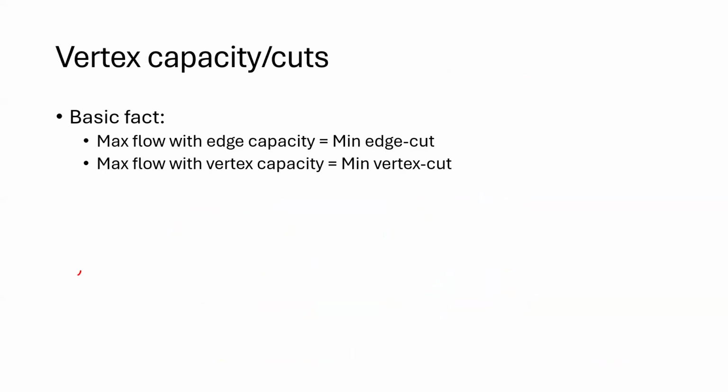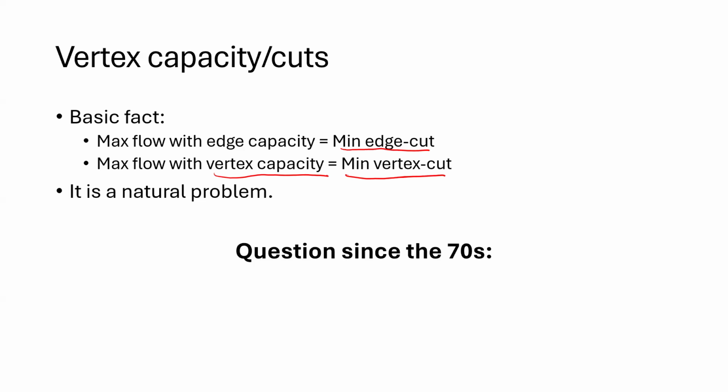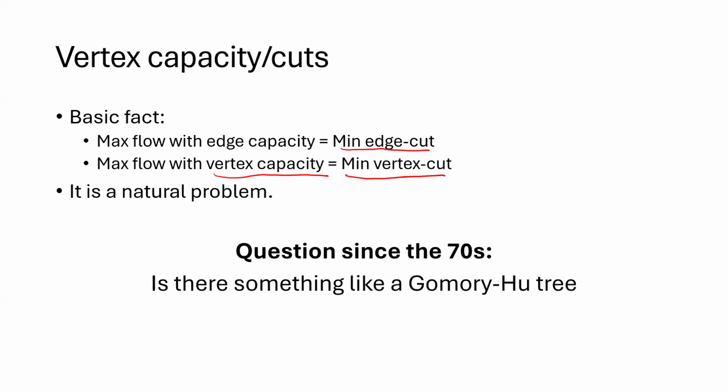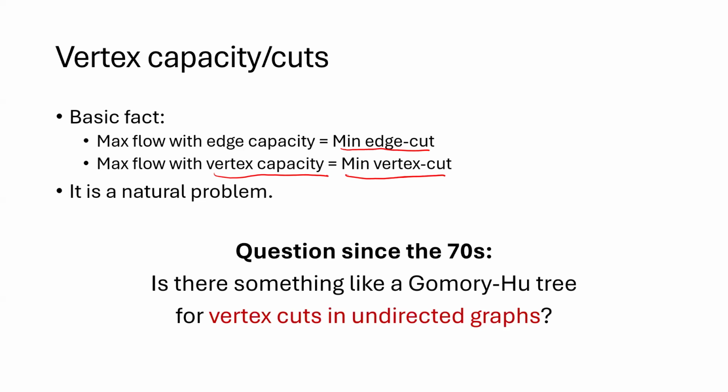So, some basic facts about vertex capacity. Max flow with edge capacity is the same as minimum edge cut. Now max flow with vertex capacity is the same as minimum vertex cut. It's a natural question. For example, you have S and T; instead of asking how many edge disjoint paths there are, you can ask how many vertex disjoint paths there are. So it's a question since the 70s: is there something like a Gomory-Hu tree for vertex cuts in an undirected graph? That's the question we want to study, and here's a fun history.